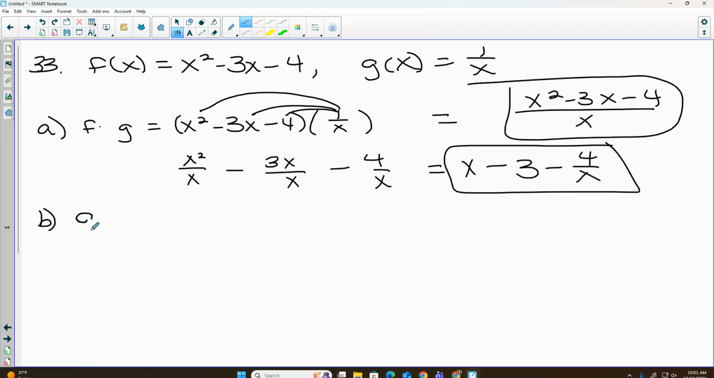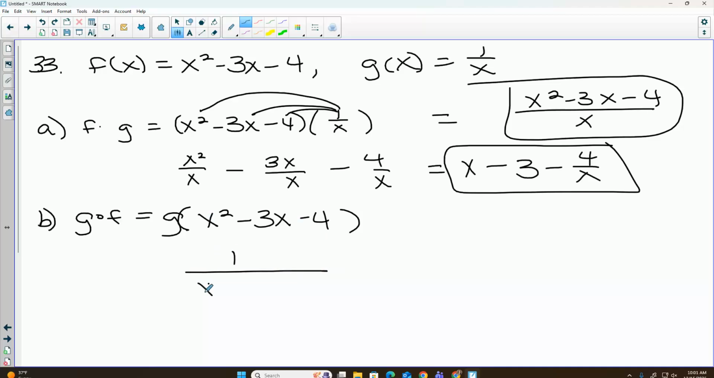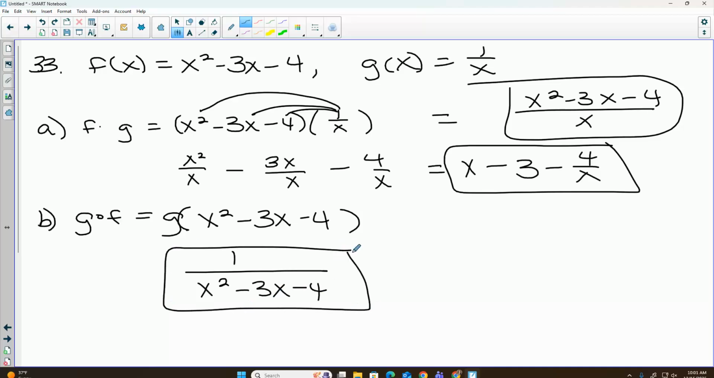B wants G composed with F. So F, we always start on the inside, x squared minus 3x minus 4. I'm putting that into G. G is 1 over whatever we put in, so 1 over x squared minus 3x minus 4. And that's my final answer. Is that okay?